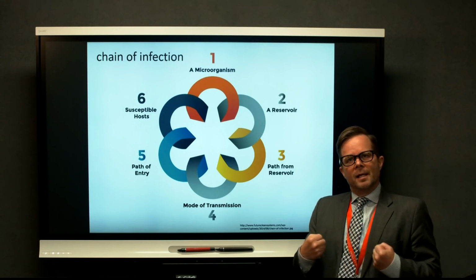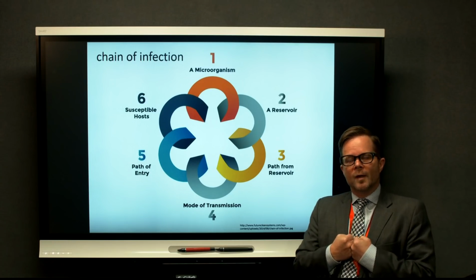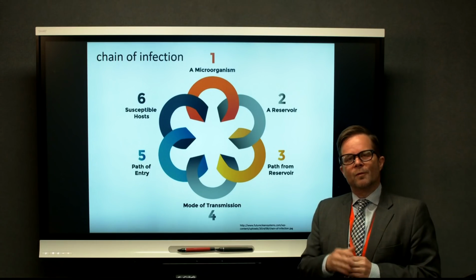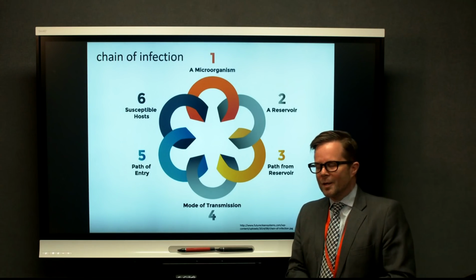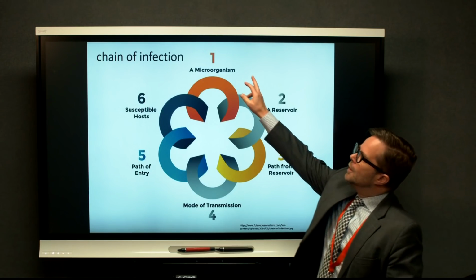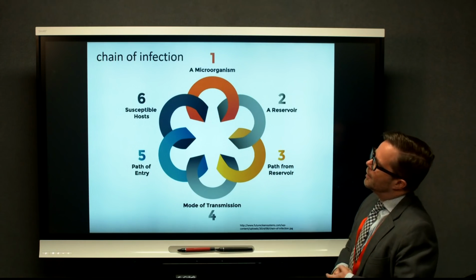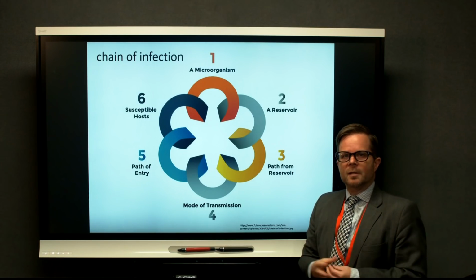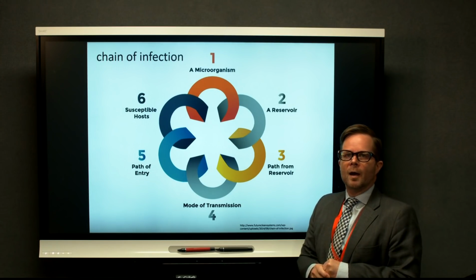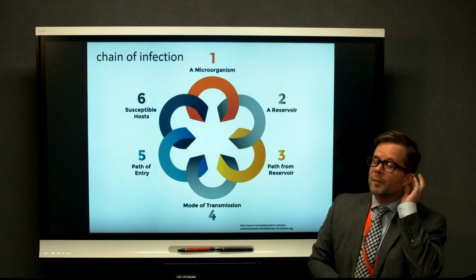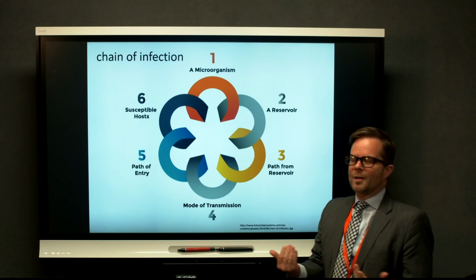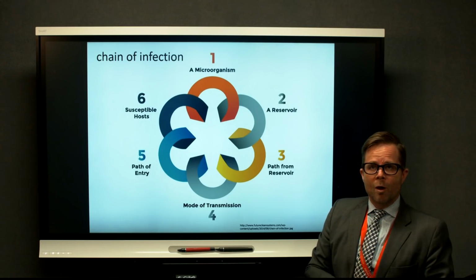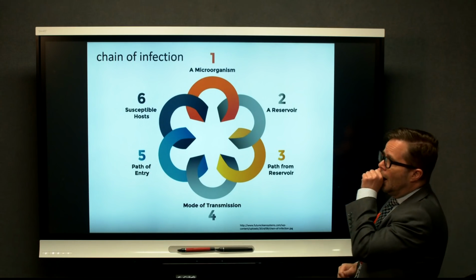And breaking that chain is how we prevent infection. But we need to really understand that chain first before we can put in place strategies to break those links. So if we look at the chain of infection, we start at the top here. There needs to be a microorganism. There needs to be an organism present that is capable of producing disease in another organism, i.e. us or other people. So that is the first and necessary requirement for the chain of infection to occur.